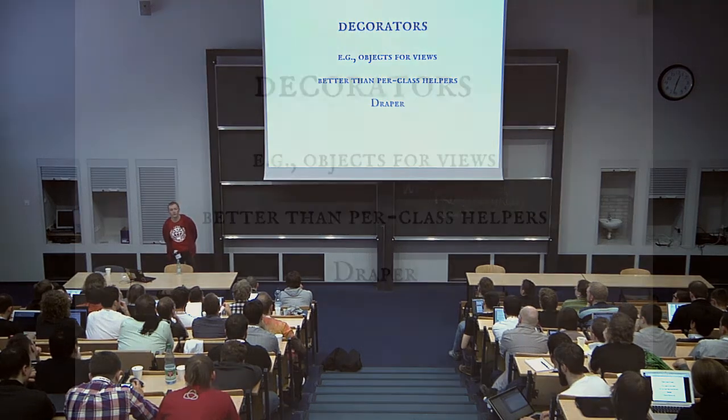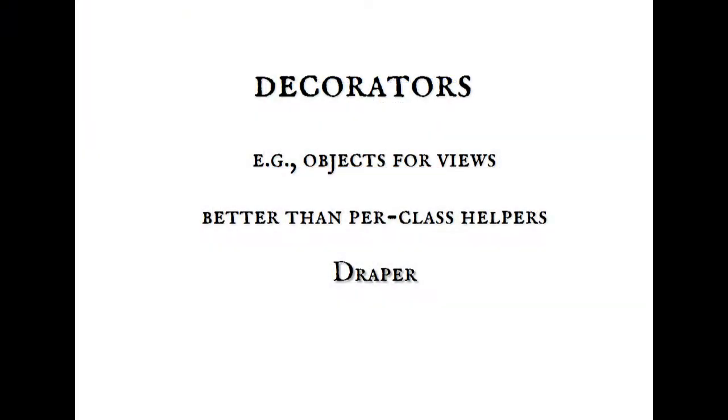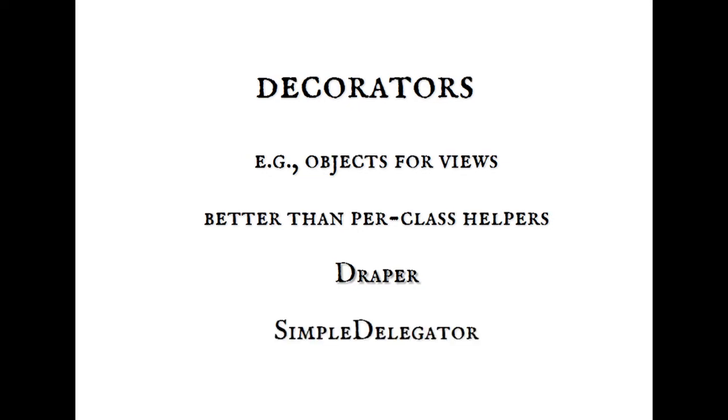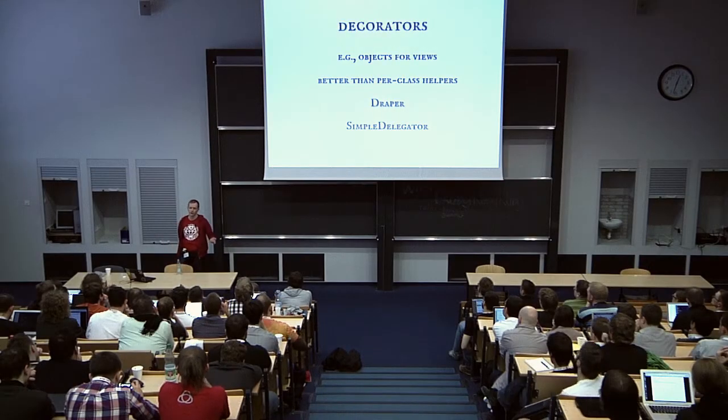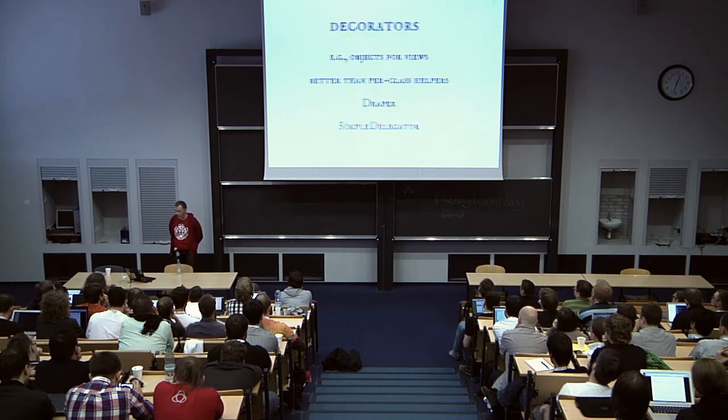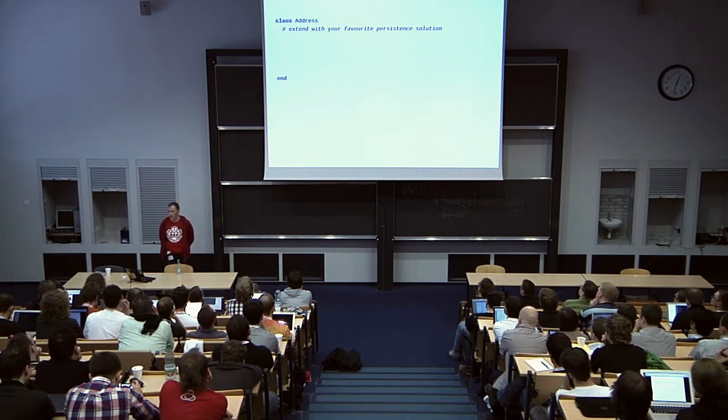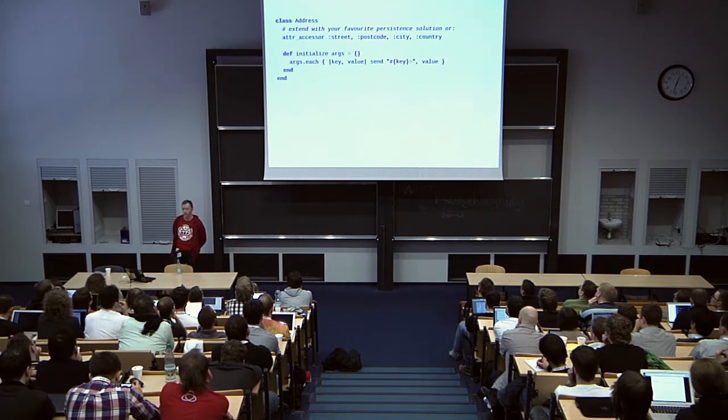And you should definitely, if you want to try out decorators, read up on Draper. But I'm going to show a very simple example of a decorator with a standard library, SimpleDelegator, which is a class that wraps around a given object and lets you decorate it easily. So let's say we have an address class, and it's either persisted or we only model it. So we give it an ActiveRecord-like API.